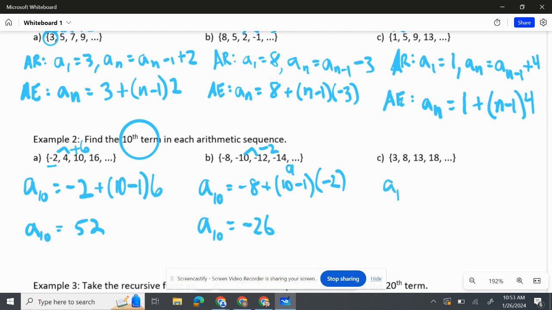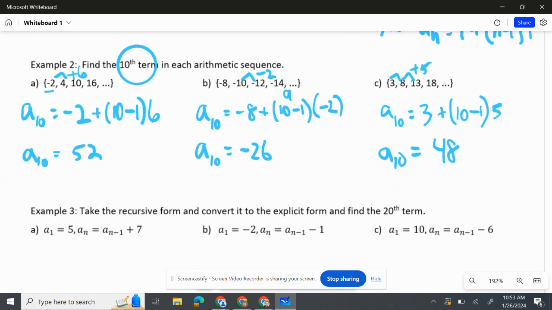So for the next one, a sub 10 equals, our first term is 3. What we have is 10 minus 1. And we see that it's going up by 5. So that means that a sub 10 is equal to 48.